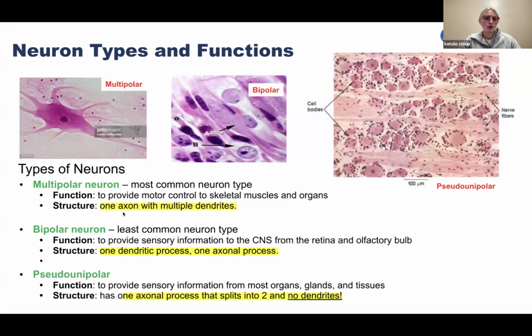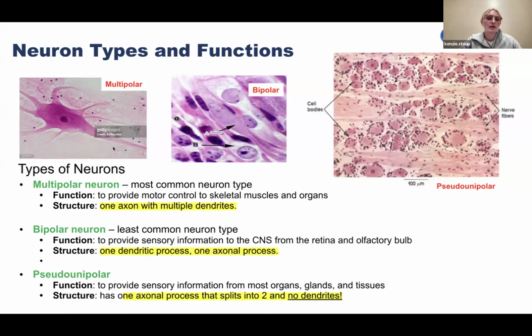So we can look at that here. He talked about earlier that your multipolar is going to be your most common. So it's going to do your motor control for your skeletal muscles and for some organs. And then your bipolar neuron is the least common type of neuron, and that's going to be sensory from the retina and the olfactory. And then pseudo-unipolar, he said pseudo-sensory, so you can remember that it's going to do sensory information to your organs and glands.